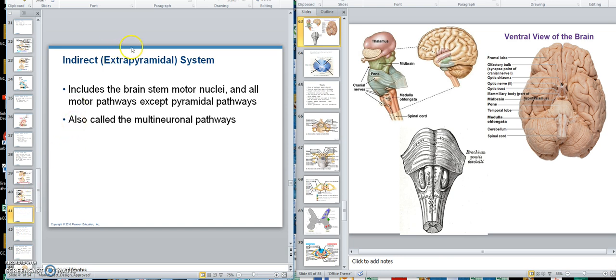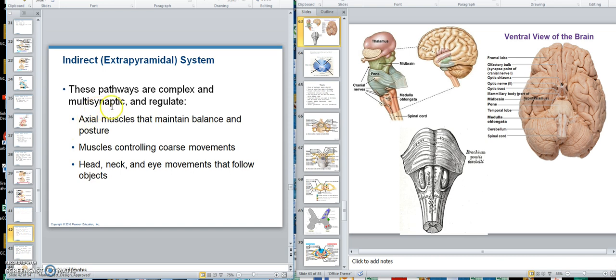The extrapyramidal includes the brainstem motor nuclei, everything except the pyramidal tracts, all called the multineuronal pathways. These pathways are complex and multisynaptic, but what did I tell you? They regulate balance and posture, coarse movements. They make the action you want to do more steady. That's your extrapyramidal tracts.